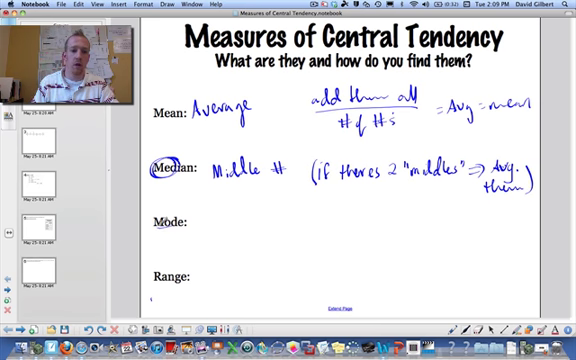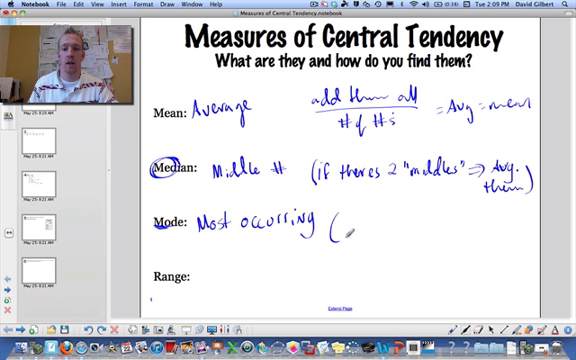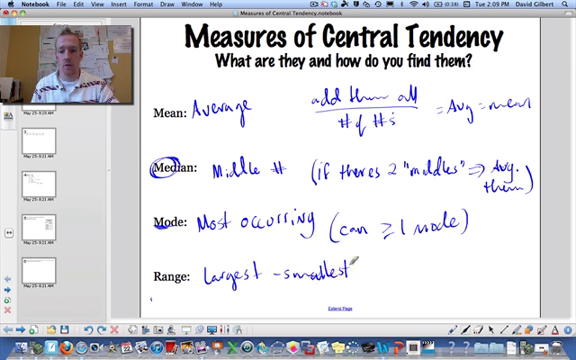And then the mode. Mode and most sound kind of the same, so to remember, mode is the most occurring number. It's the number that occurs the most. You can have more than one mode, so you can have one or more modes. And then the range is the largest minus the smallest number. So that's the span of numbers.